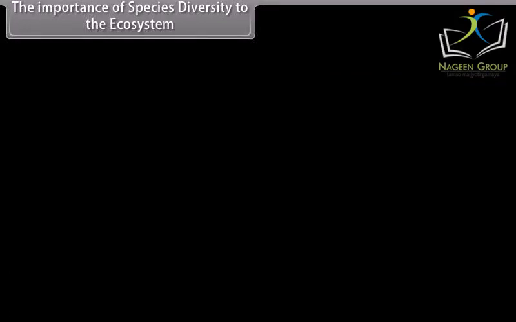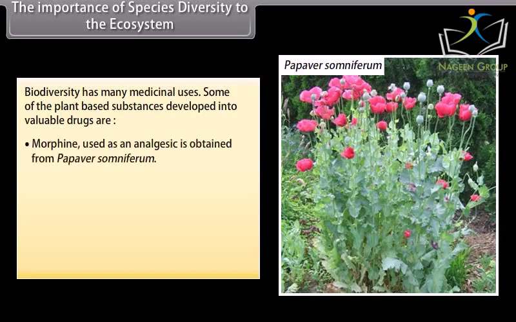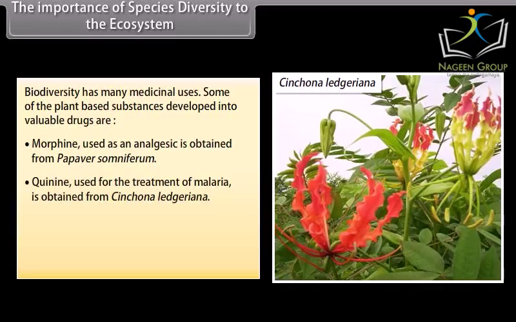The importance of species diversity to the ecosystem. Biodiversity has many medicinal uses. Some of the plant-based substances developed into valuable drugs are morphine, used as an analgesic, is obtained from Papaver somniferum. Quinine, used for the treatment of malaria, is obtained from Cinchona ledgeriana.